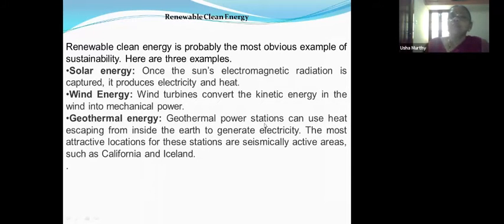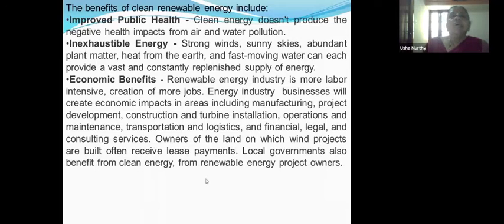Geothermal energy: a geothermal power station can use the heat escaping from the inside of the earth to generate power. The attractive locations for these are seismically active areas, and these stations can be used there. Areas like California and Iceland are very good for this. Okay, the advantages is improved public health.